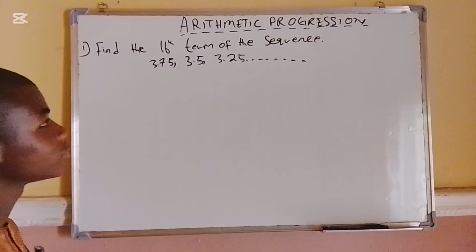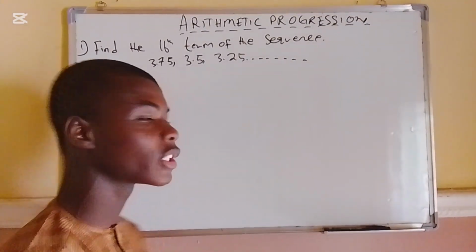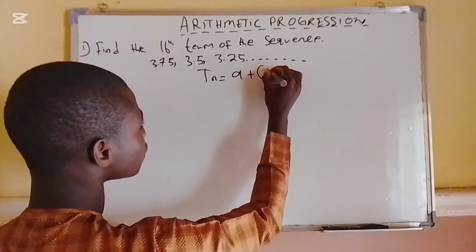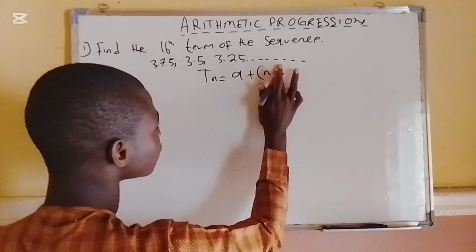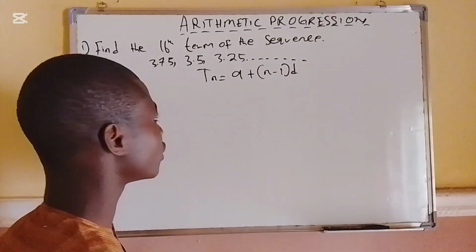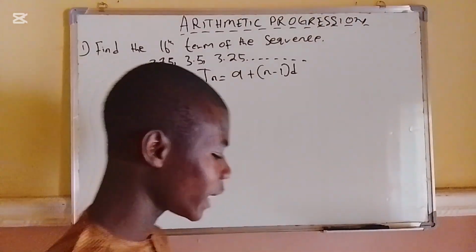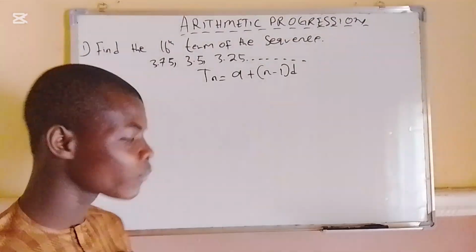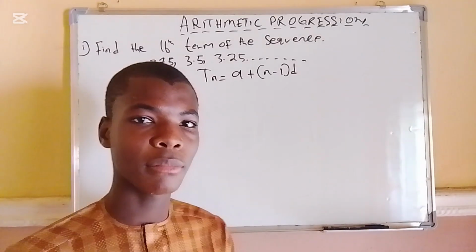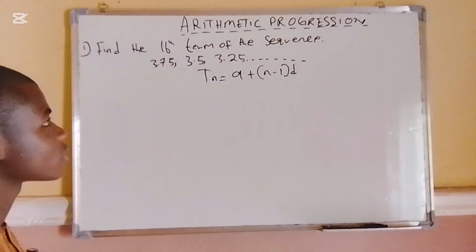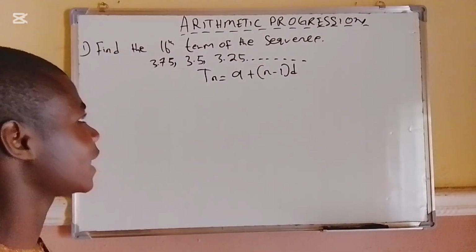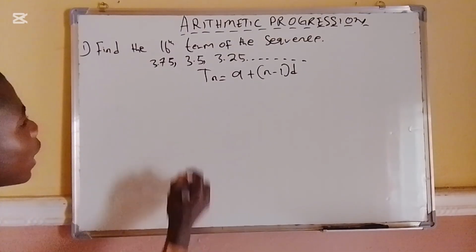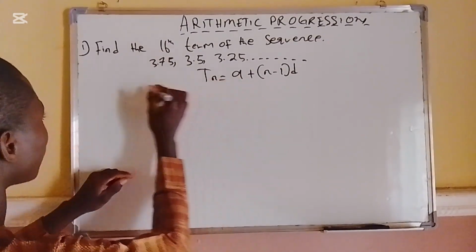So what is the main formula for the arithmetic progression? T of n is equal to a plus n minus 1 into d, the common difference. So how can we identify the common difference? How can we identify the first term? How can we identify the number of terms? The next thing to do, I have to take a look at my first term.